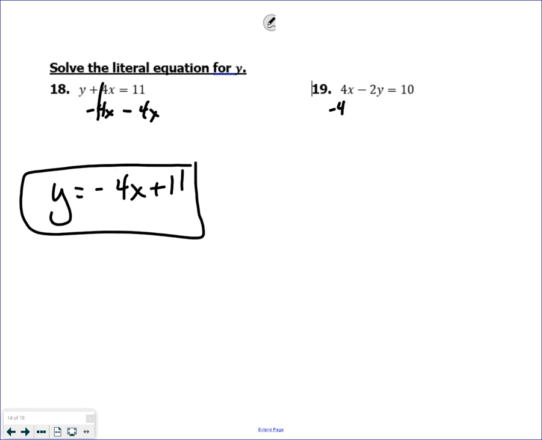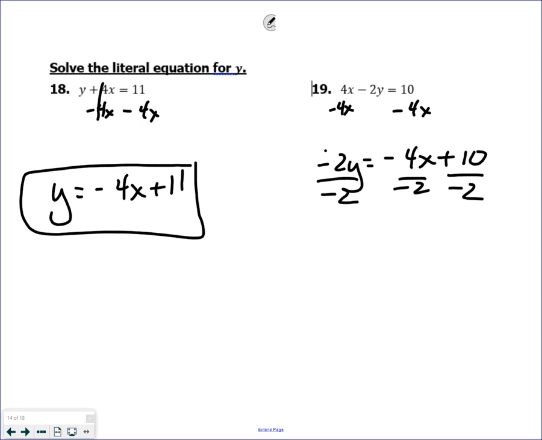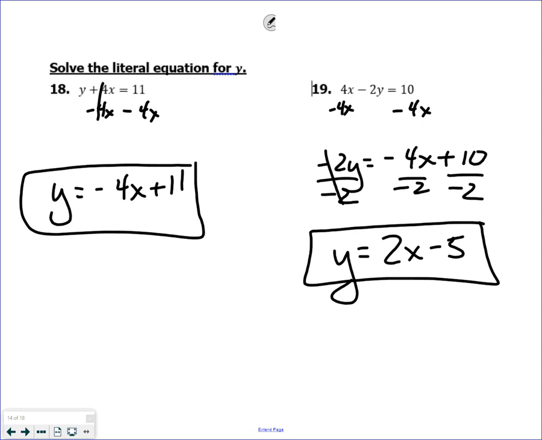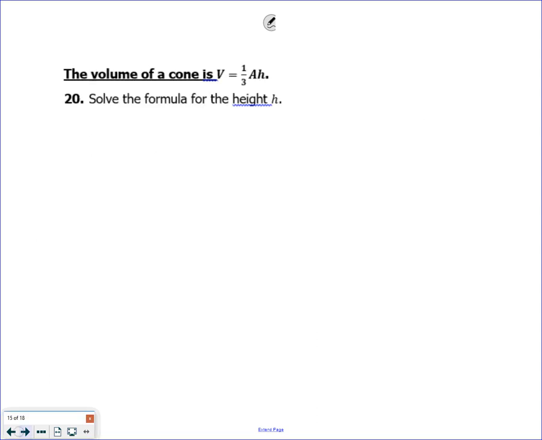Next one, I'm subtracting 4x from both sides. So I get negative 4x and a positive 10. Then I'm going to divide everything by negative 2 so that y equals positive 2x minus 5. So there's the literal equation. Solving for a variable and keeping the rest of the equation is different than just solving an equation that has one variable.